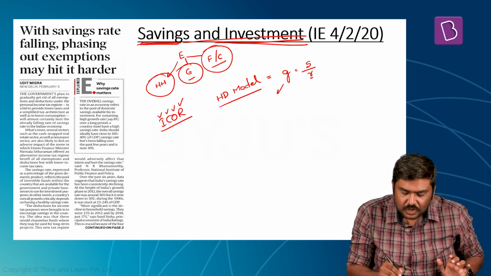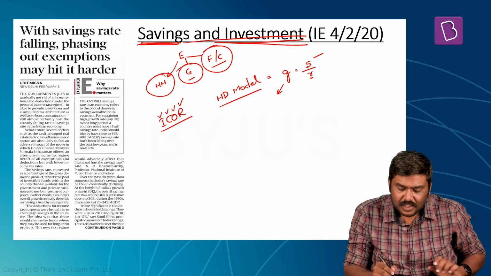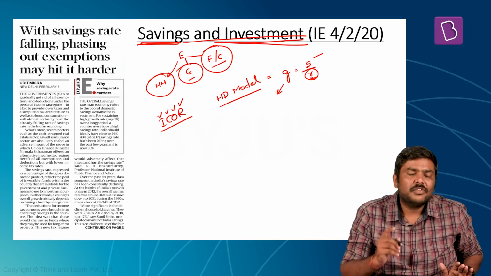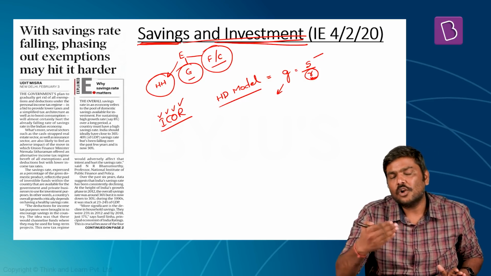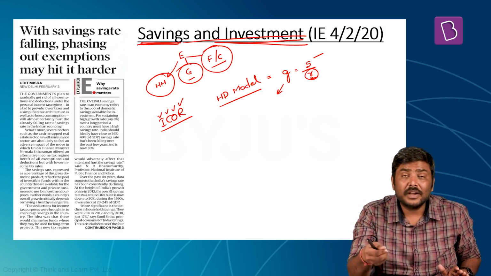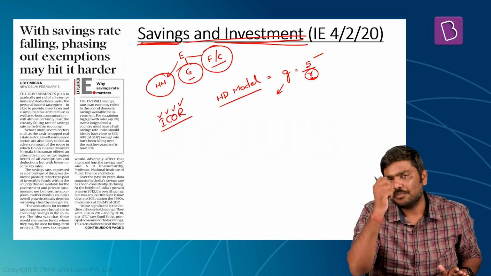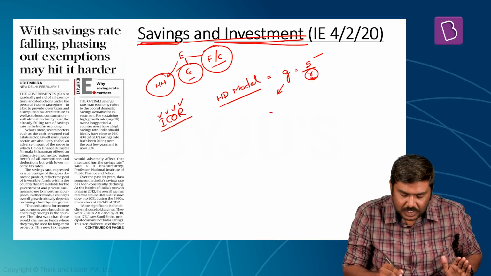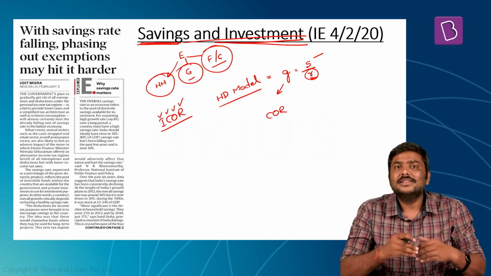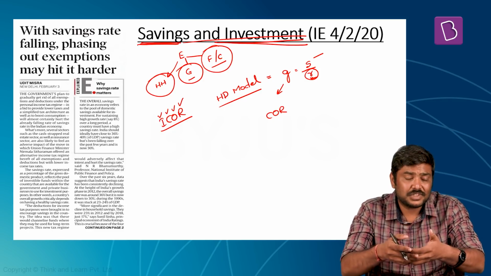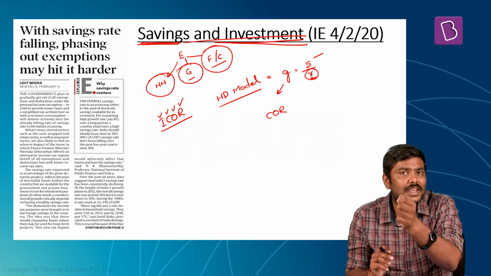Here G stands for growth, S stands for savings rate and R stands for capital output ratio. What is the concept of a capital output ratio? Capital output ratio represents how many units of capital are required to get 1 unit of output. I'll repeat the statement again. Capital output ratio, that is COR, is a ratio which represents how many units of capital must be invested to get 1 unit of output.